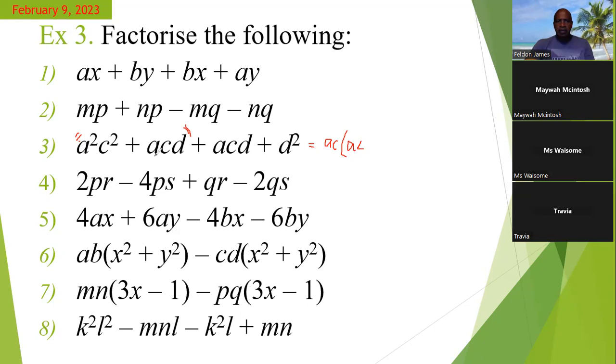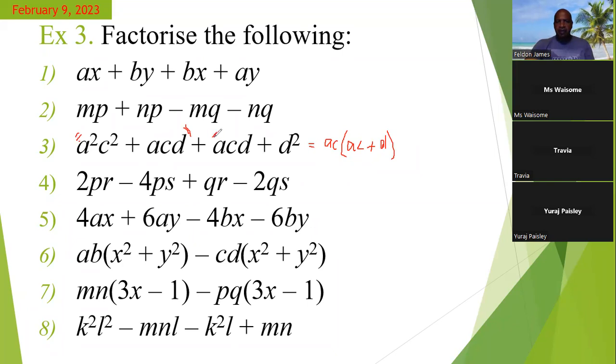Then we go on to the second term and we divide the second term by AC. When I divide ACD by AC, what do you get? D. So you would put D in and close this bracket. So that would have completed factorizing the first pair.